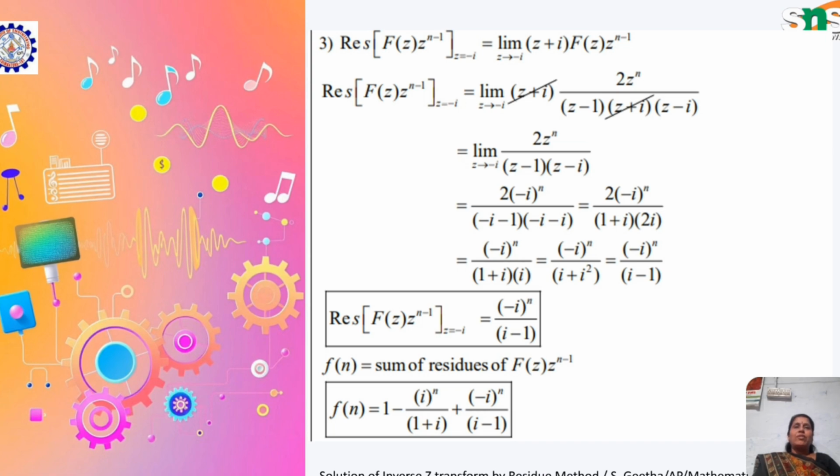Now f of n is equal to the sum of residues of F of Z into Z power n minus 1. So f of n is equal to 1 minus i power n divided by (1 plus i) plus (minus i) the whole power n divided by (i minus 1).